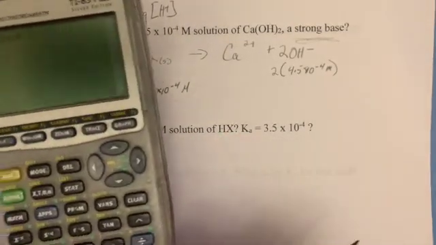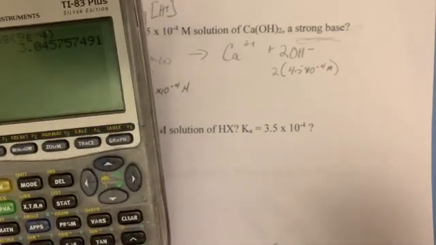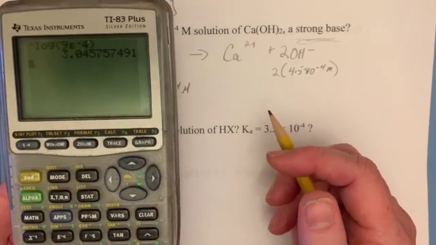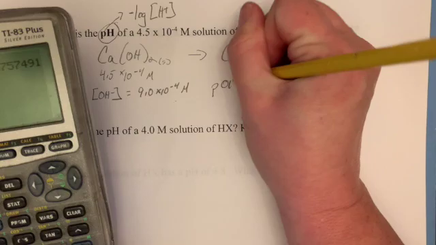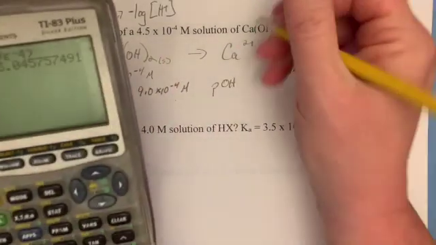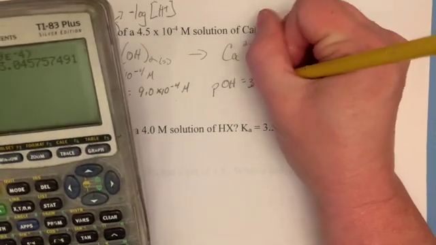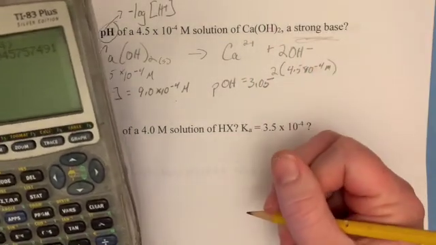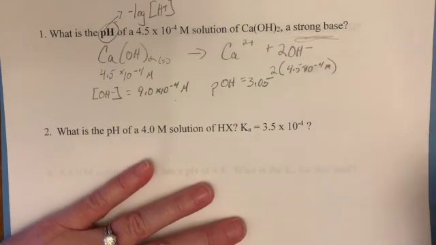Negative log of 9 second EE negative 4th. I like to close those parentheses. And that's going to give you what we call the pOH. So I'm finding the pOH because I took the negative log of the hydroxide ion, and that's about 3.05. Well, 3.05, that's the pOH. I don't want the pOH, I want the pH.